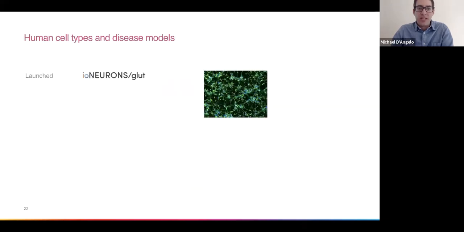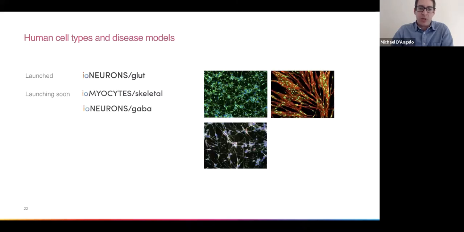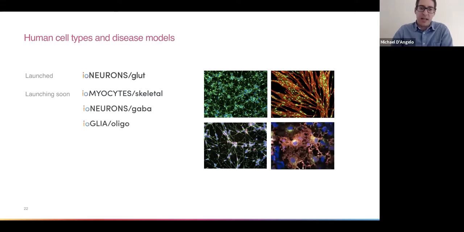So what I've shown you is data from our ioNeurons Glut fully launched product, and coming soon our ioMyocytes skeletal. And also before the end of the year, we expect to launch our ioNeurons GABA, which is a GABAergic neuron product, as well as our ioGlia Oligo product, which is a human oligodendrocyte cell model. And if you're interested in those, please get in touch and we can let you know when they're going to launch.